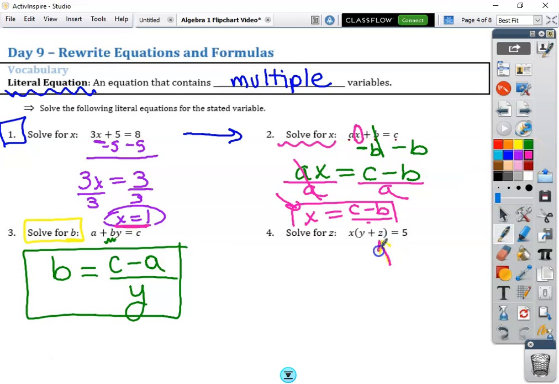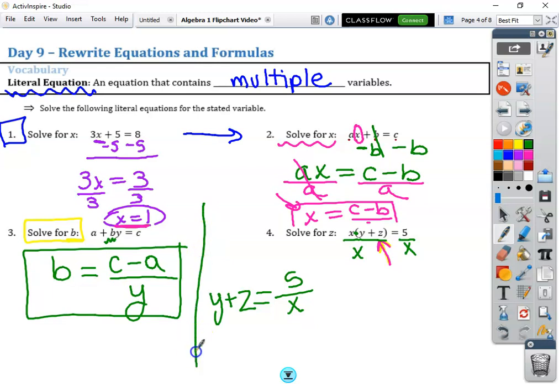And a few videos back, I talked about how we can get rid of x on the outside. Do we really need to distribute for this problem if we want the x to move to the other side? So think about it. How is x attached to these two? They're multiplied together. So what can I do? I can divide by x. So I have 5 over x on this side equals y plus z. All right. So then I divided by x first on both sides.